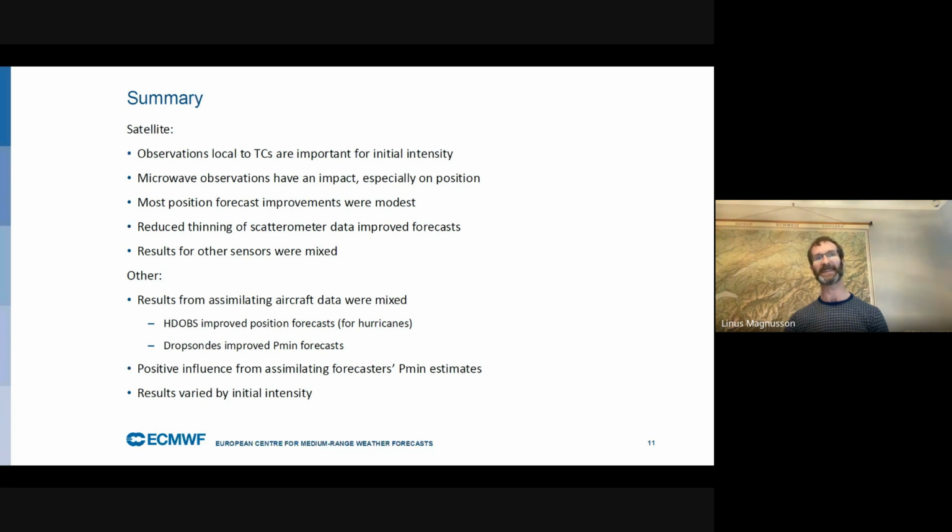They reduced the thinning of scatterometers to improve the forecast. And then for the other types, we saw that the result from assimilating aircraft data was mixed, but HDOBs seem to improve position forecast, especially for hurricanes. And on average, the drop zones improved the minimum pressure forecast. And we had some positive influence from assimilating the best track data. So next.